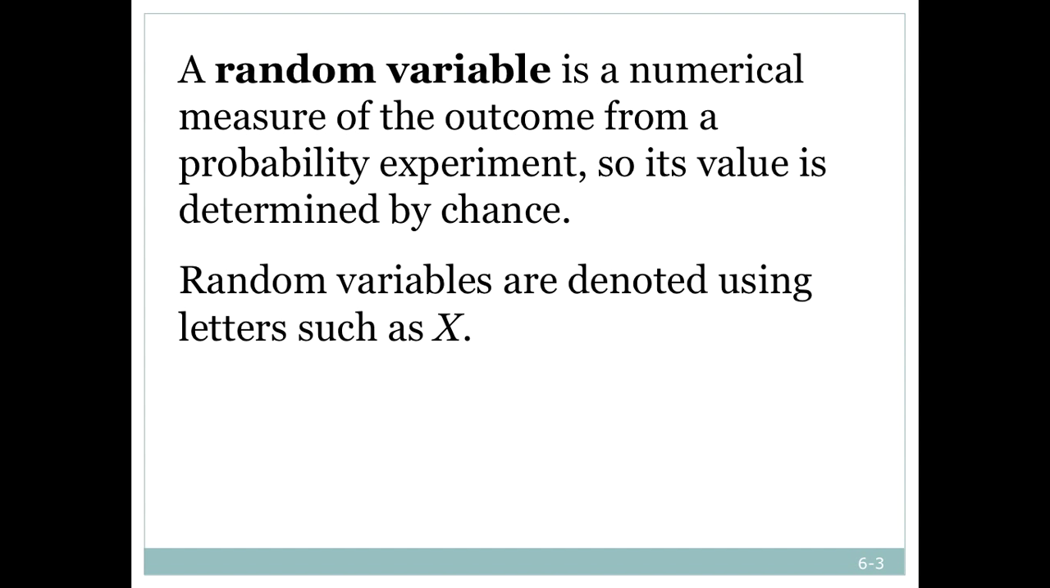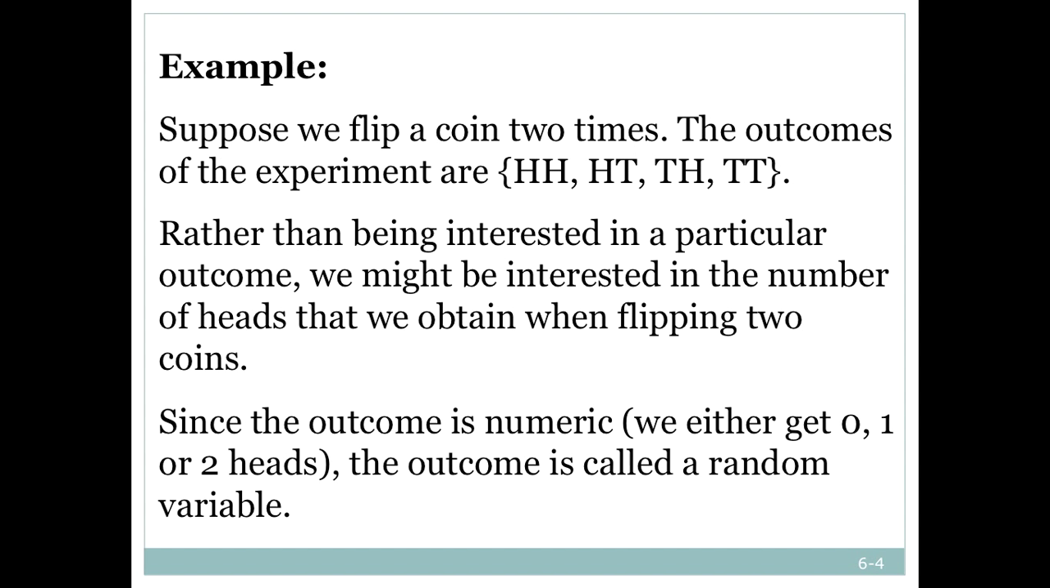variables. So a random variable is just a numerical measure of the outcome from a probability experiment. Its value is going to be determined by chance, since it's from a probability experiment. And random variables are typically denoted using letters like capital X. That's typically what you're going to see in terms of notation. So let's look at an example here.